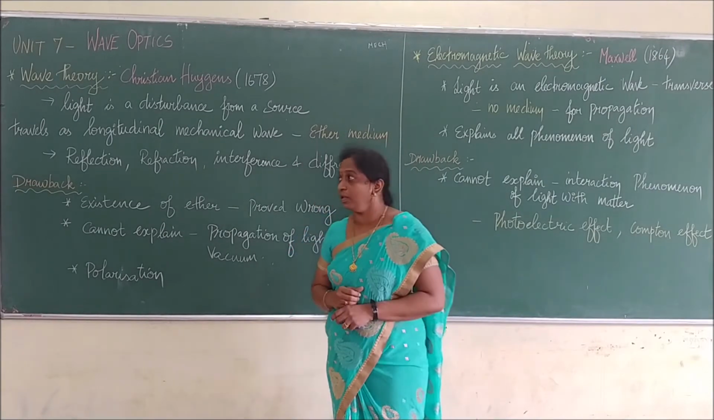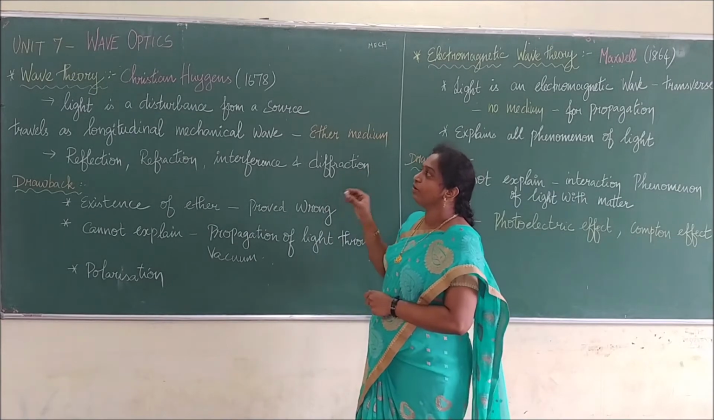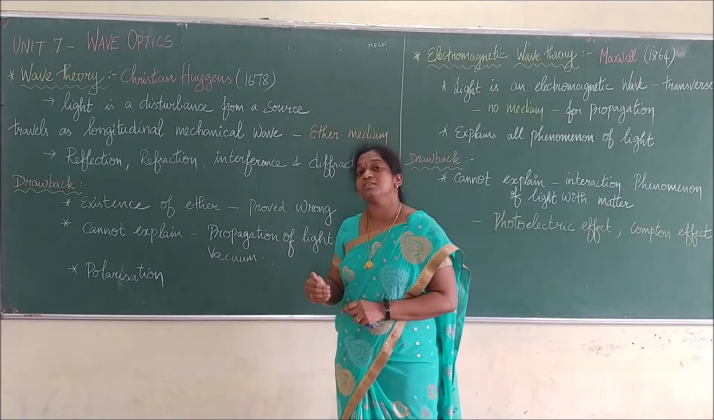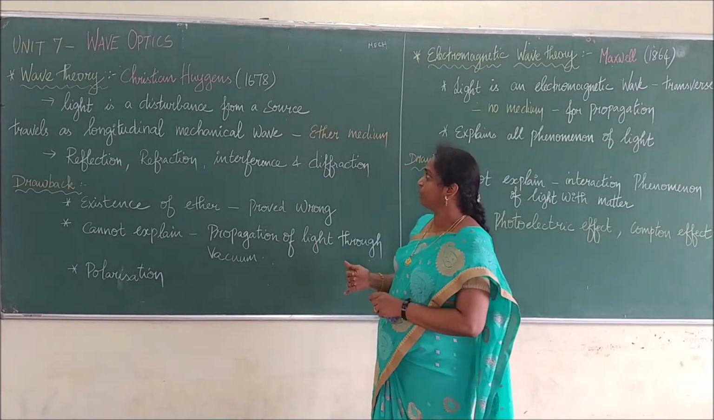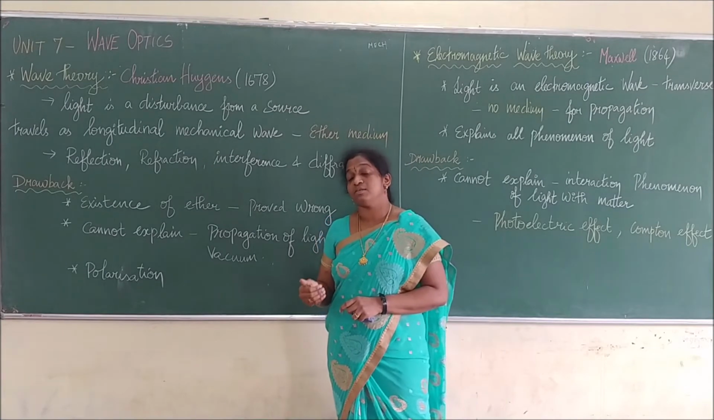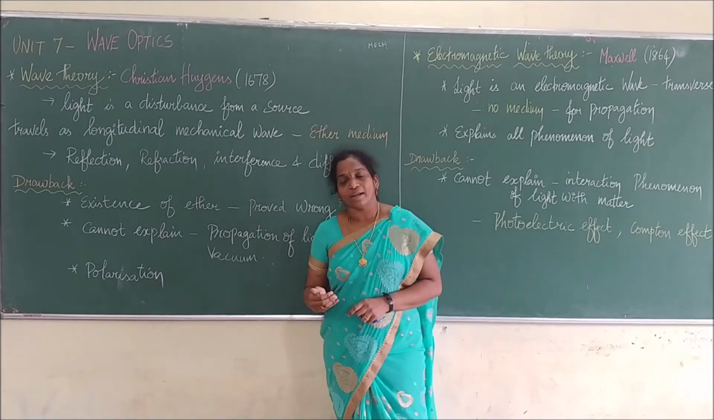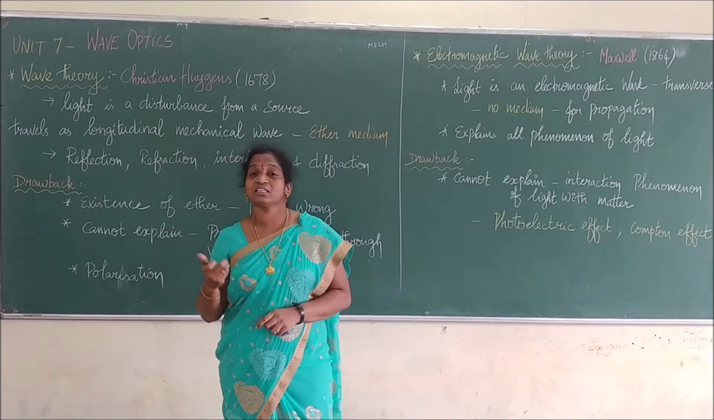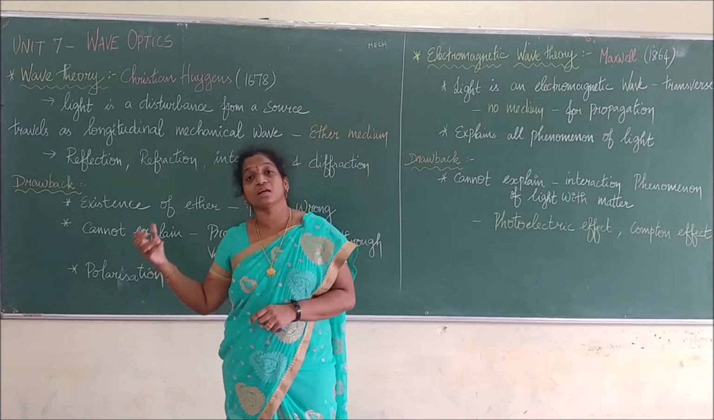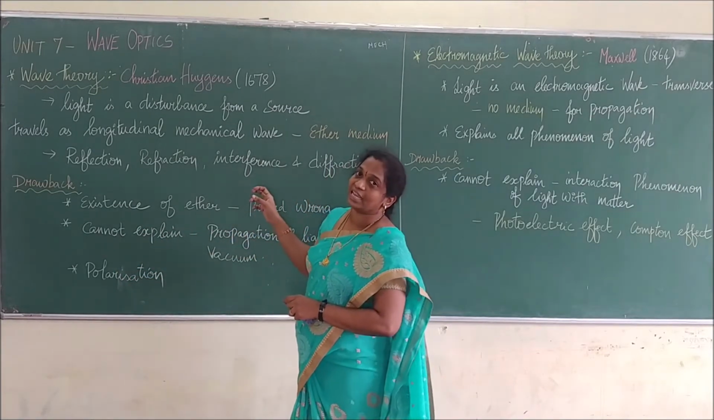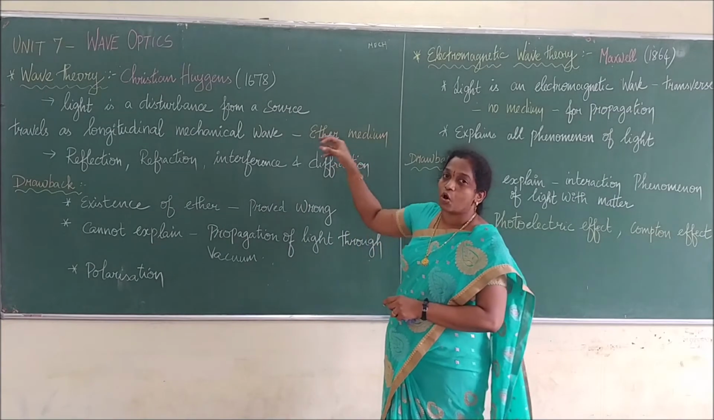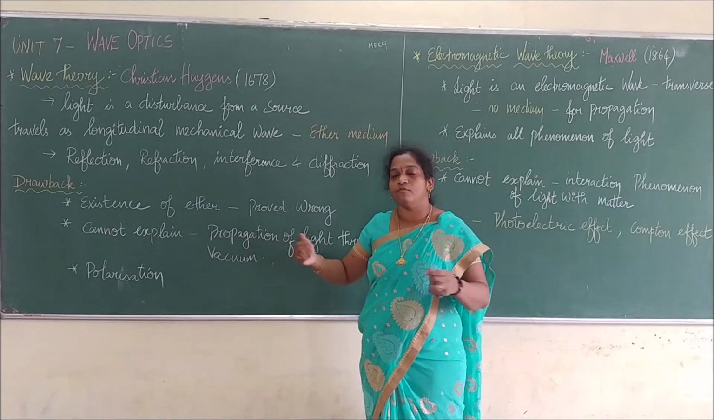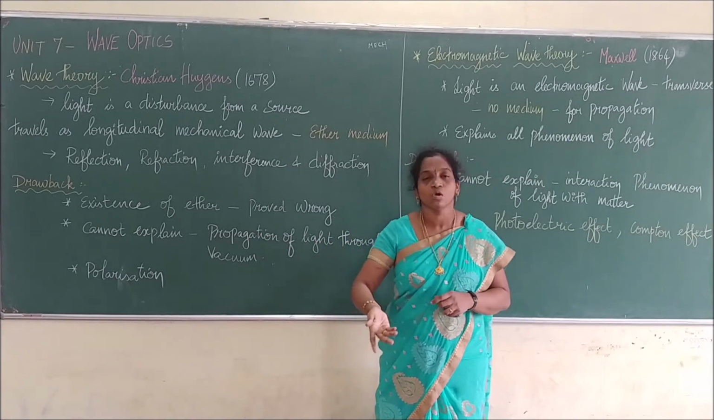So here the wave theory clearly says that light is a disturbance from a source which travels as a longitudinal wave, as a mechanical wave, and it says that there is a medium called ether. Right? In the corpuscle theory they talked about a tiny, massless, elastic particle which they named a corpuscle. But here they are saying that there is a medium called the ether medium.